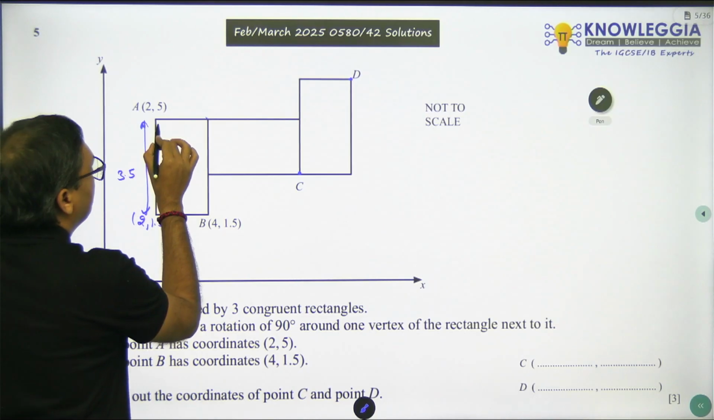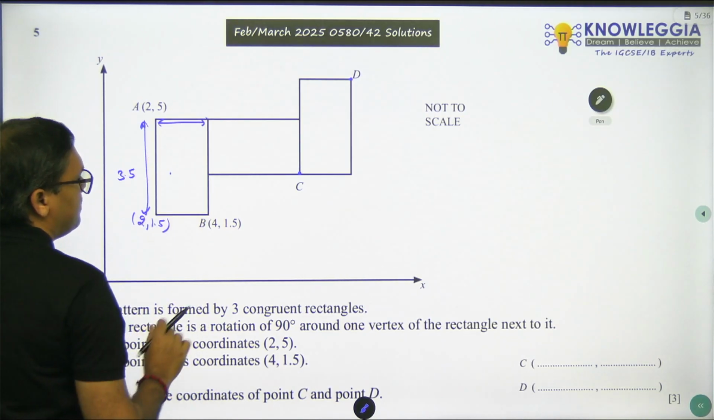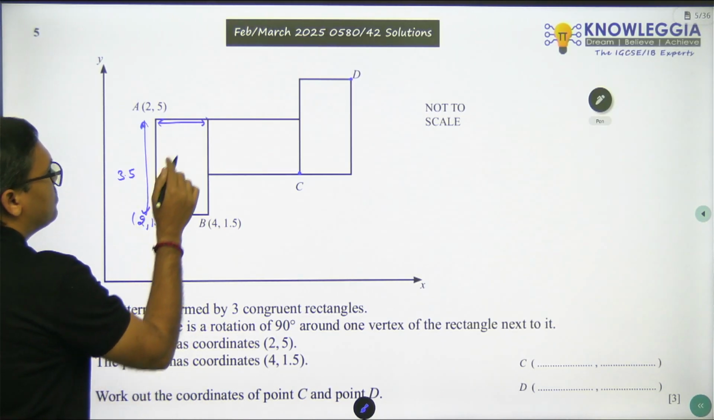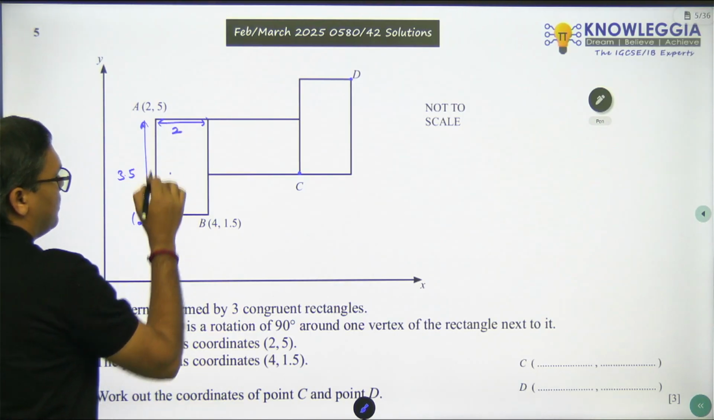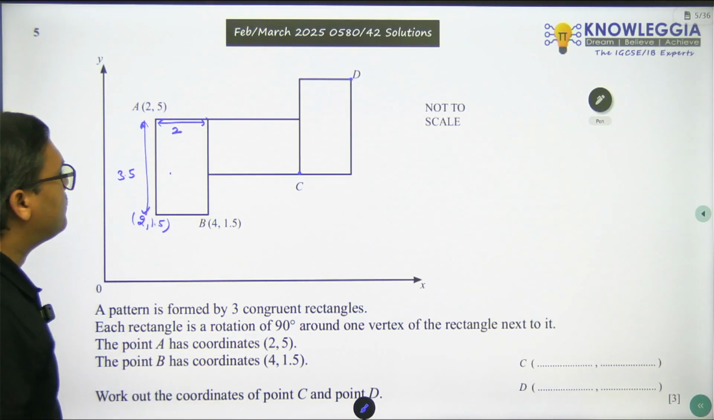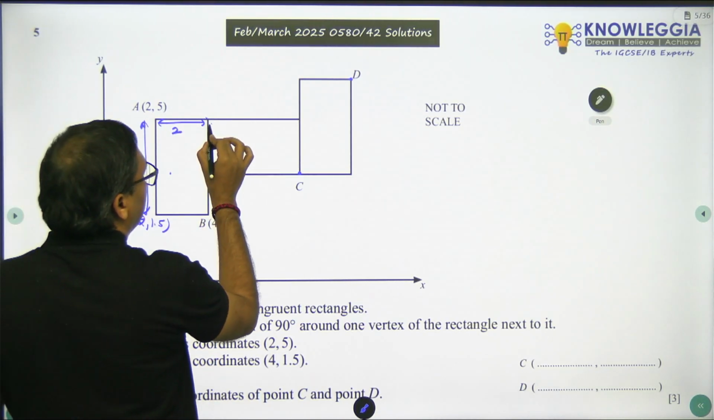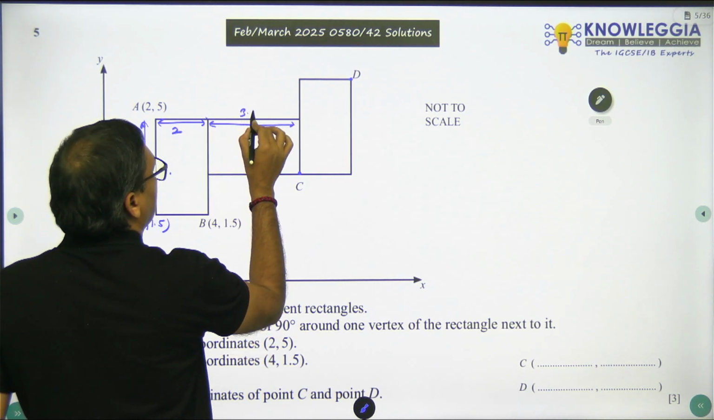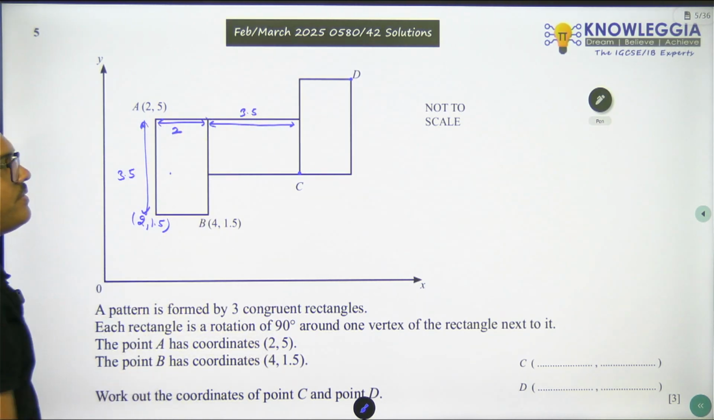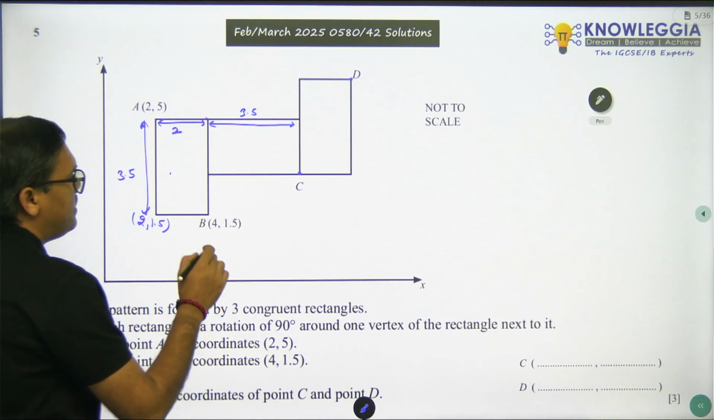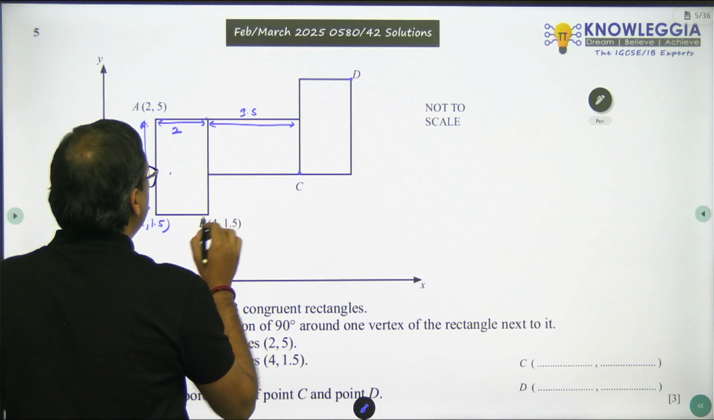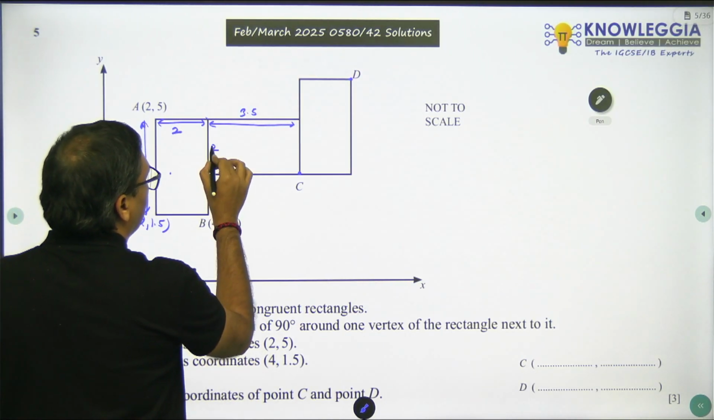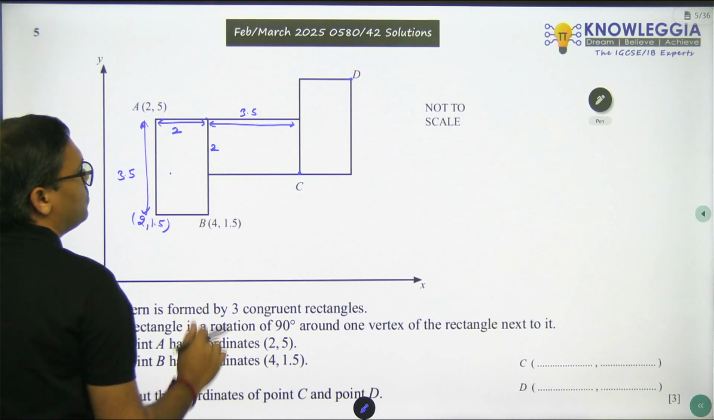And you can clearly see this also. What is this length? You can see this is 4, this is 2. So this will be 2. You can see the difference is 2. Right. So this is 2, and this length will also be 3.5, because this is the same rectangle here, correct? And this length is also 2, because this is 2, right?